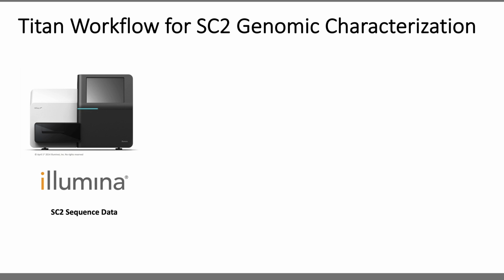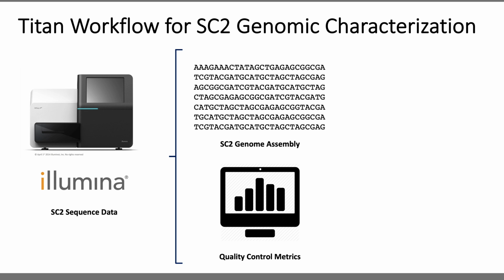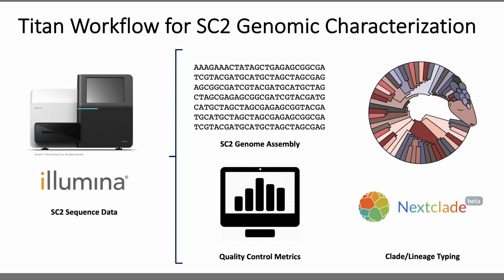So the Titan Illumina paired end workflow, as the name implies, is meant for paired end SARS-CoV-2 sequence data generated on an Illumina platform. And from that input data, the Titan workflow generates SARS-CoV-2 consensus assemblies, provides metrics to gauge the quality of those assemblies, and provides some genomic characterization through Pangolin and Nextclade typing. This has always been the major function of the Titan Illumina paired end workflow, and so nothing about this core concept is changing in this release.